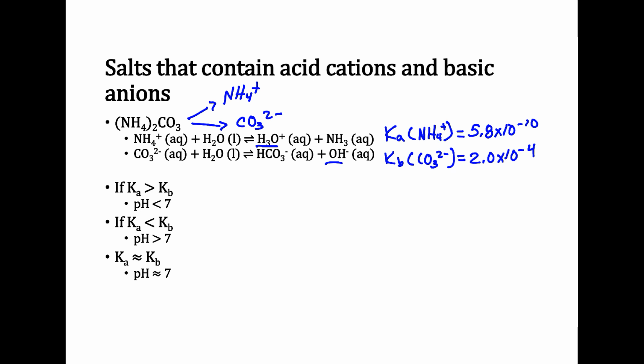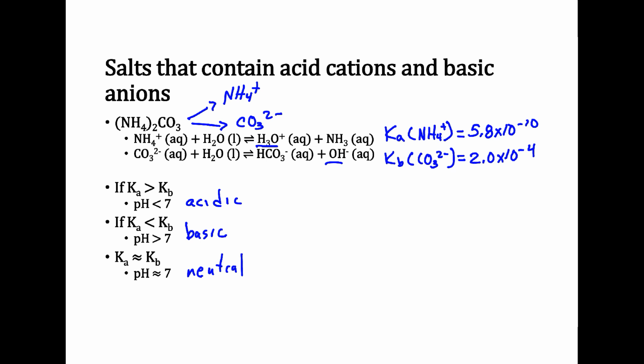So here's what we can use. If Ka is greater than Kb, that means the acid is dissociating to a greater extent than the base. The pH will be less than 7, which means it's acidic. If Kb is greater than Ka, that means the base is dissociating to a greater amount than the acid, and the pH is greater than 7, which means that it's basic. If Ka and Kb are about the same, then the pH is 7 or around 7, and it's a neutral species.